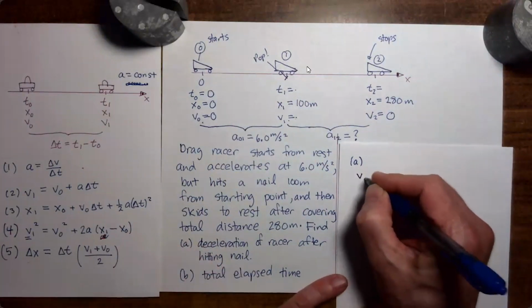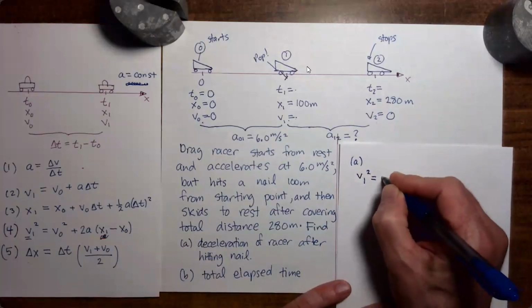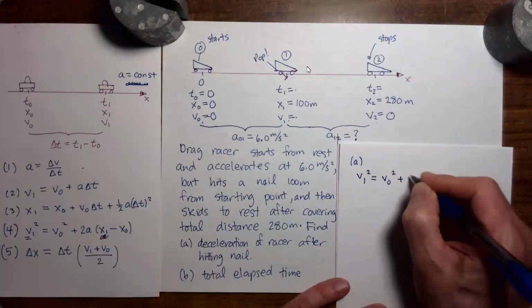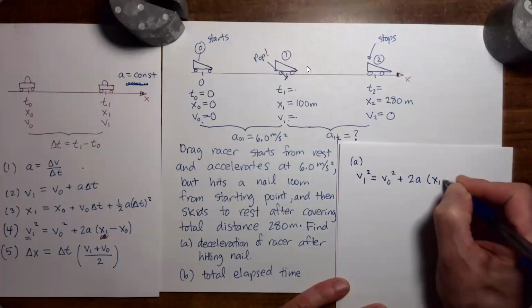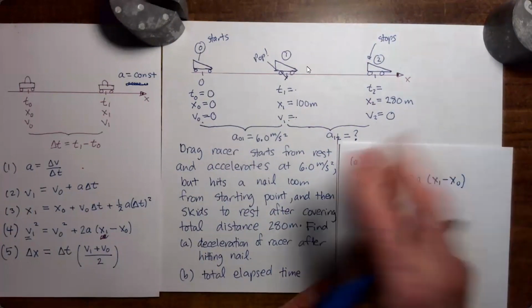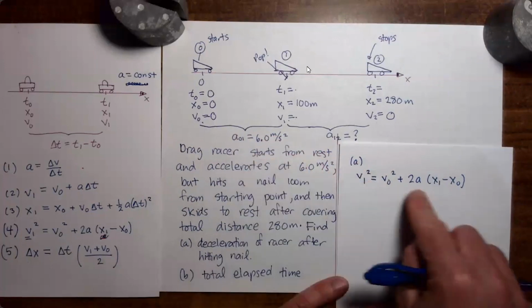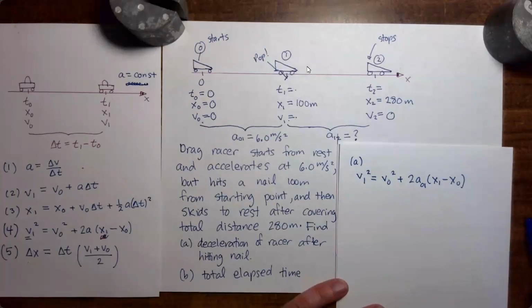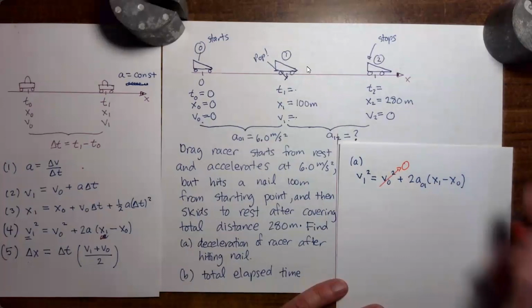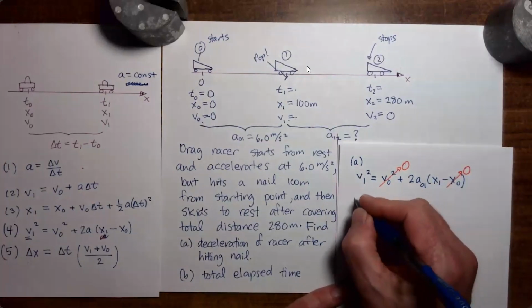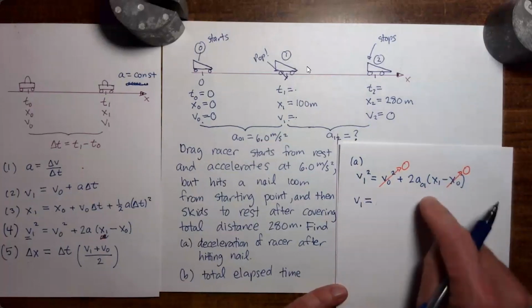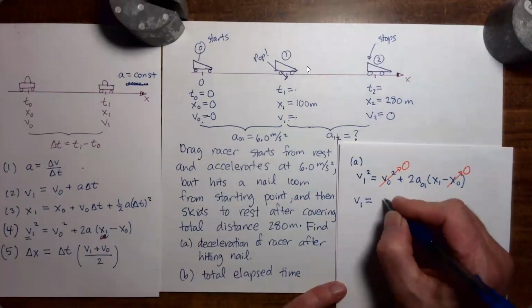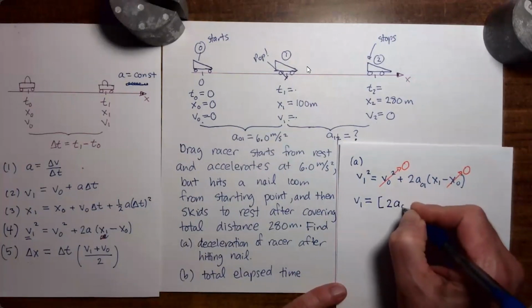Okay, so we have V1 squared equals V0 squared plus 2a(x1 minus x0). Since I'm going from moment 0 to moment 1, the a here means A01. Now substitute in V0 is 0, x0 is 0, and then taking the square root of both sides, I have V1 is equal to the square root of 2 A01 x1.